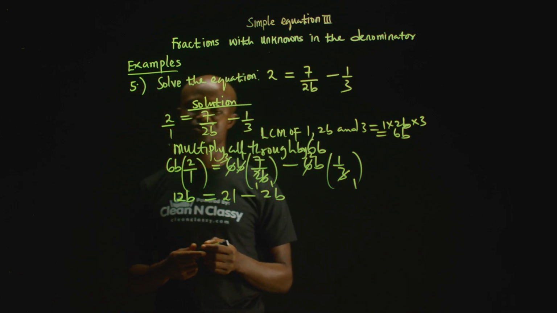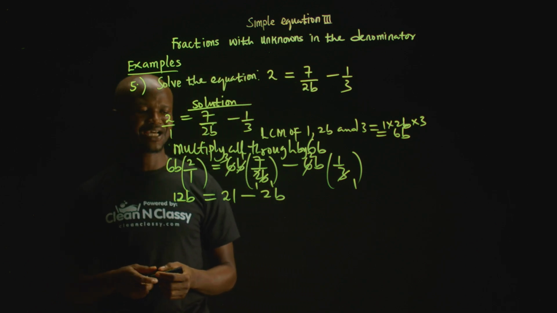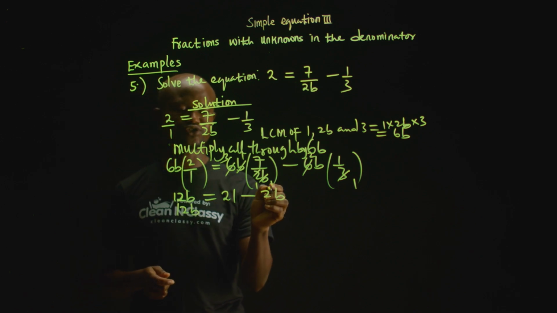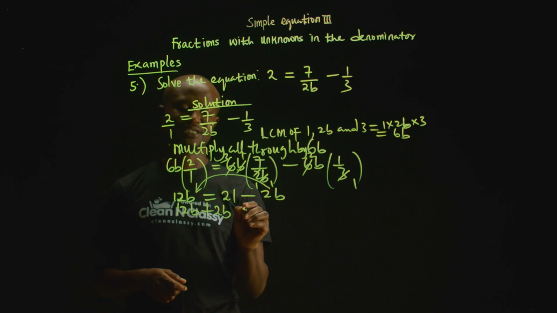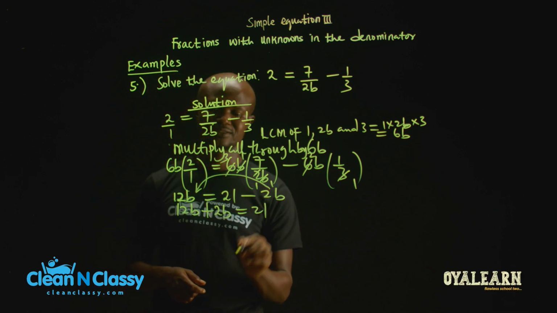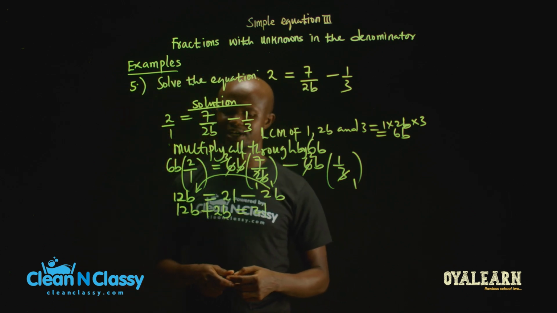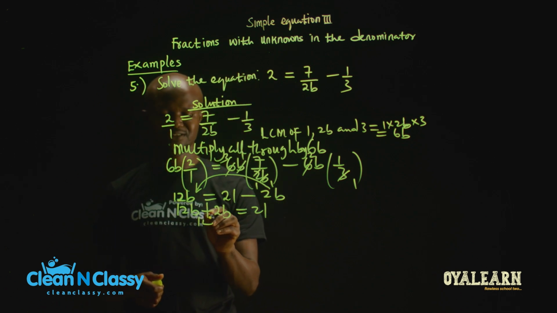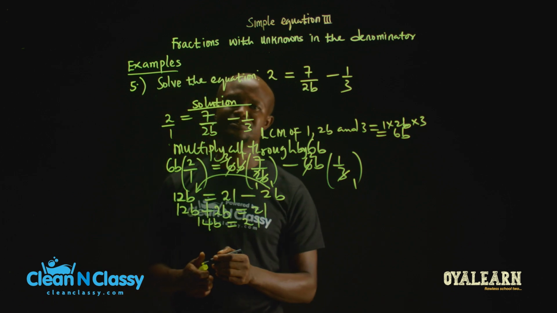The next thing for us to do is to collect the like terms. Collecting the like terms, we are going to bring minus 2b to the left. It will become what? Plus 2b. Then equals 21. Now, 12b plus 2b will give us what? 14b. Now equals 21.